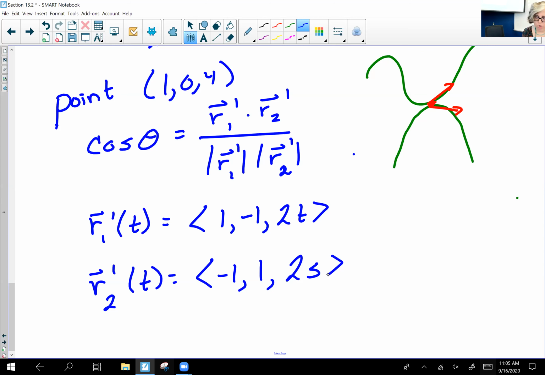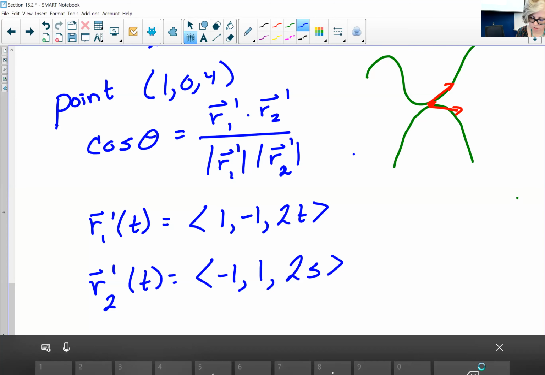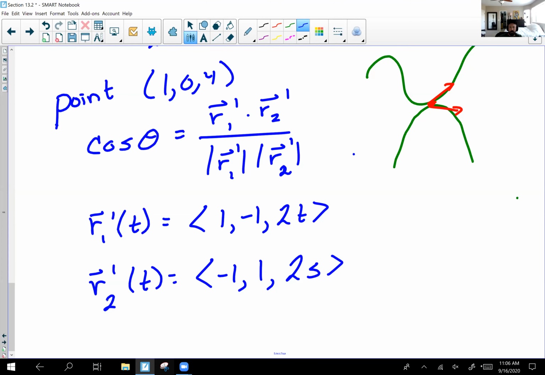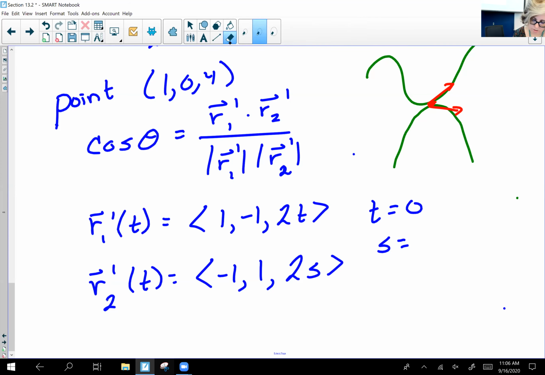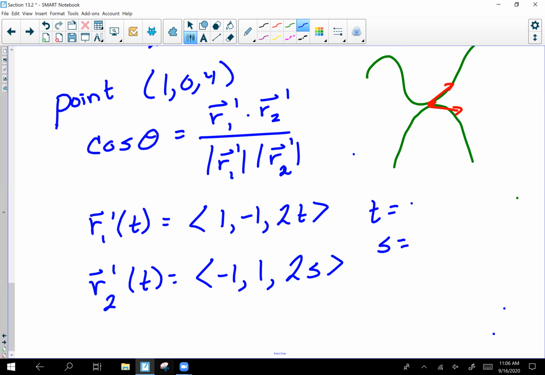It intersects when t equals 1 and s equals 2. And that's supposed to be R2 of s, right? Yeah.